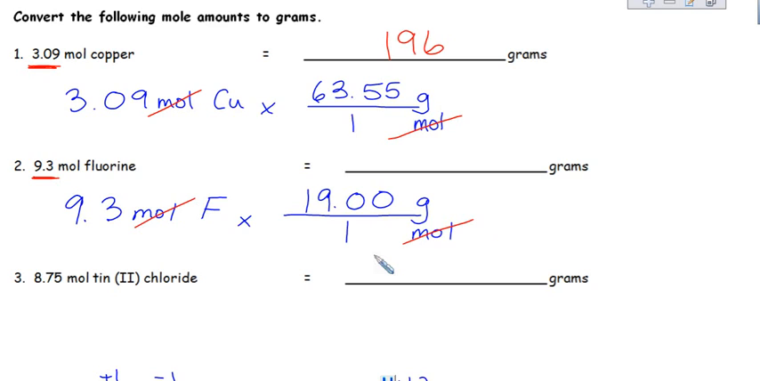Now this one's kind of interesting. If I multiply across, I have 9.3 times 19. My calculator says 176.7, which is not a crazy number. There's not a lot of significant figures. It's manageable. However, I'm really supposed to go back to 2 sig figs. So how do you round that to 2?